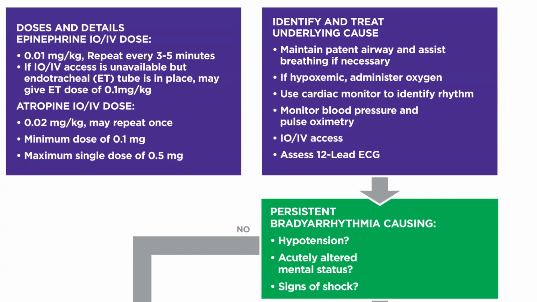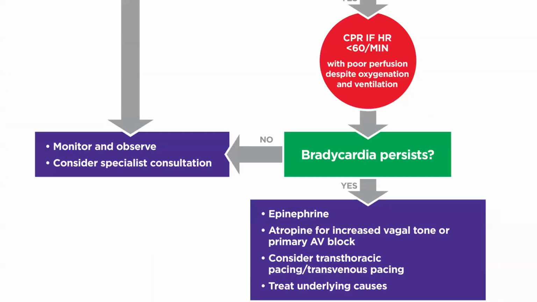If the bradyarrhythmia is causing symptomatic hypotension and mental status changes, then start CPR, especially if the heart rate is still less than 60. So poor perfusion despite oxygenation and ventilation. And most of the time, just improving perfusion and oxygenation reverts it back. If it persists, then start epinephrine, give atropine, and consider transthoracic or transvenous pacing. Transthoracic, as I said, is easier when you have the pads.